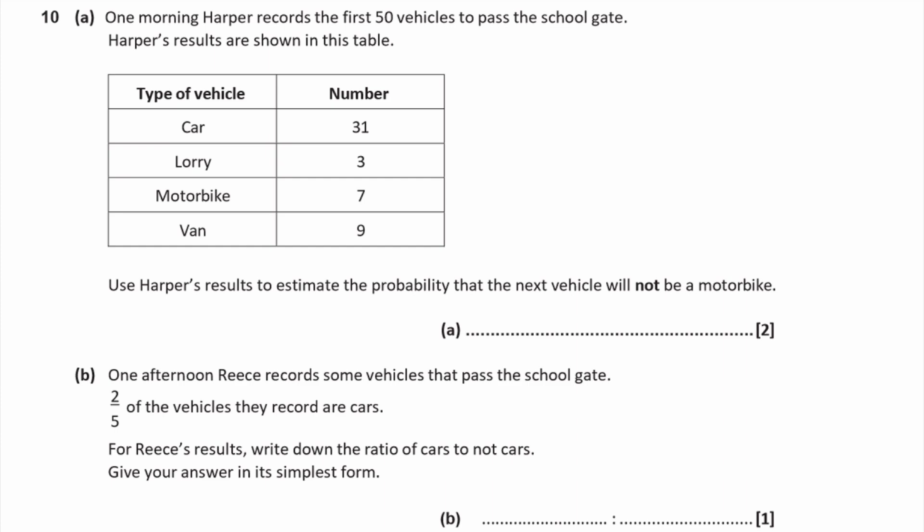Okay, so probability of not being a motorbike. Okay, what is that then? So how many not motorbikes are there? Well, cars are not motorbikes, lorries are not motorbikes, and vans are not motorbikes. So if you add all those together, 31 plus 3 plus 9, that is the number of not motorbikes, over a total of 50. You had 50 vehicles to pick from.